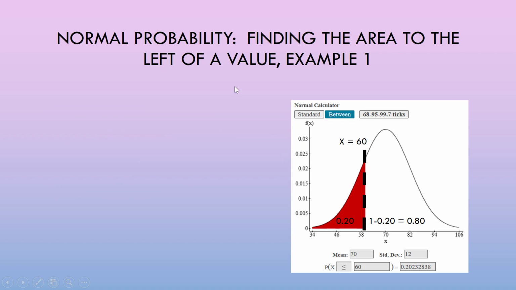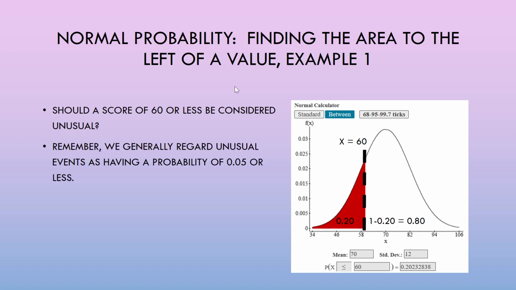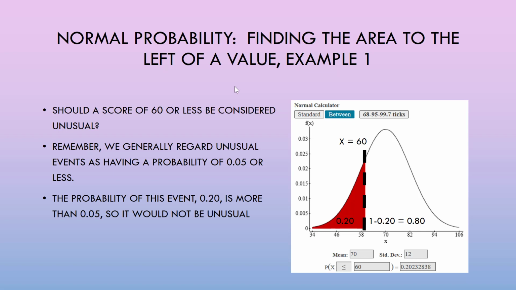Now we're going to use this result to answer the question, should a score of 60 or less be considered unusual? Remember, we generally regard unusual events as having a probability of 0.05 or less. This probability is about 20%, which is more than 5%, so it would not be considered unusual.